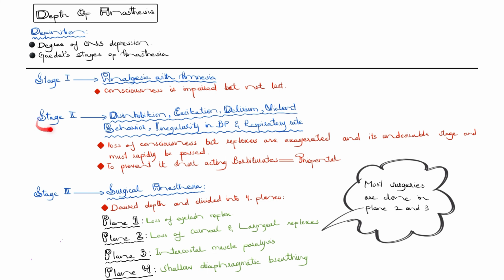In stage number 2, there will be disinhibition, excitation, delirium, violent behavior, and irregularity in blood pressure and respiratory rate. The loss of consciousness is complete, but reflexes are exaggerated, and it is an undesirable stage and must rapidly be passed. To prevent this stage, short-acting barbiturates like thiopental can be given.